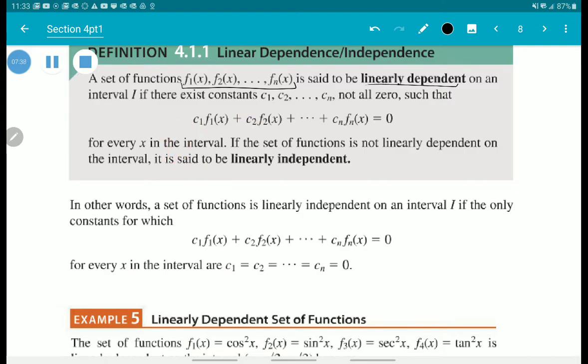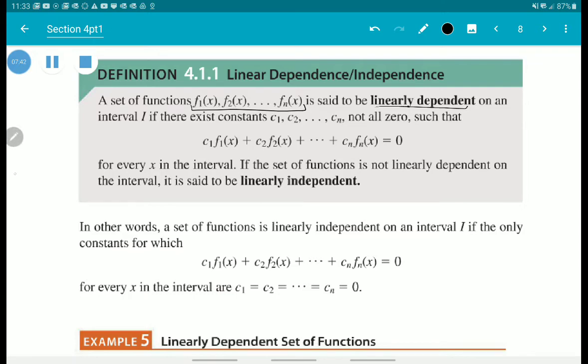This is going to go back, if you've taken linear algebra, to finding something called the Wronskian. That's the easy way to check for linear independence among functions.